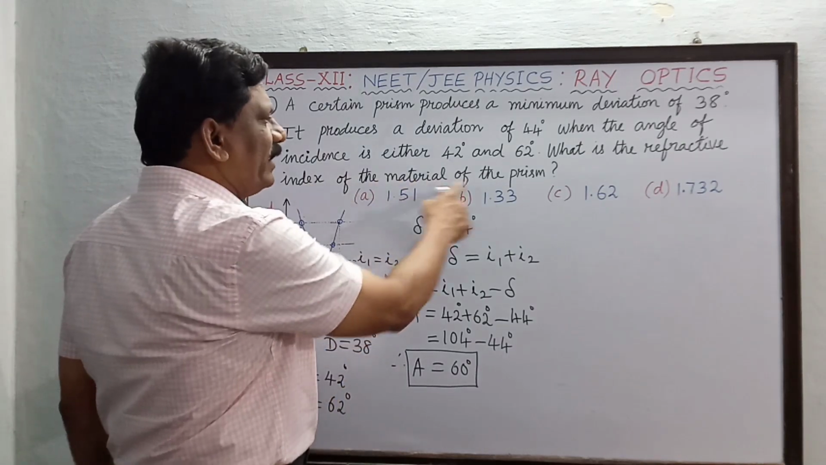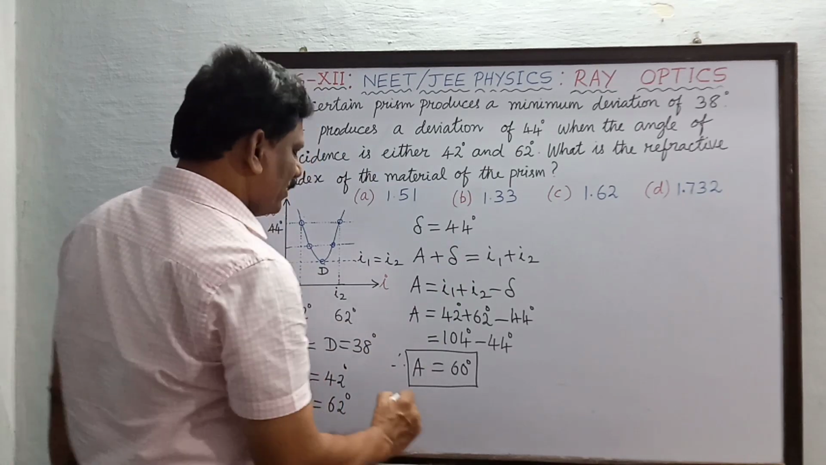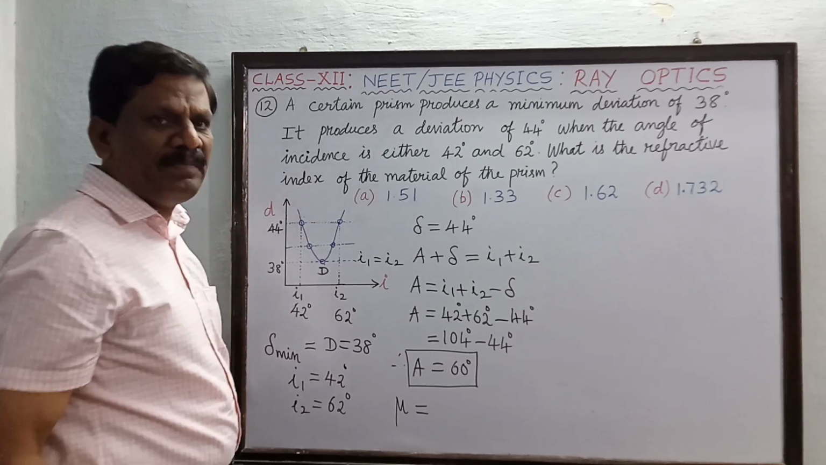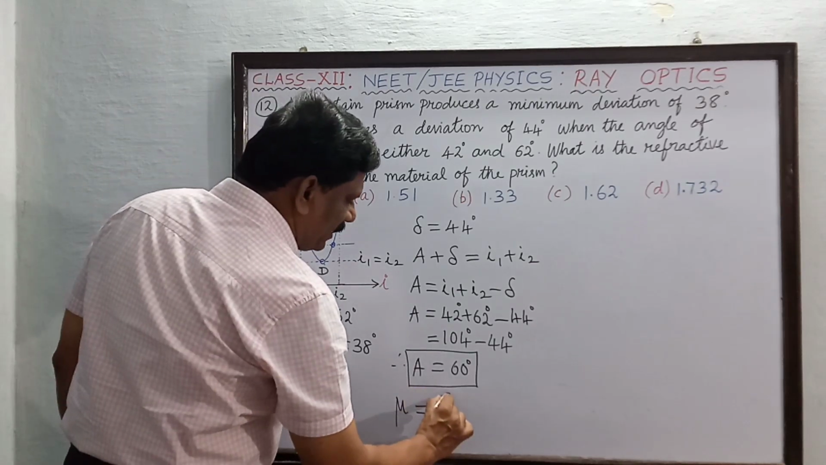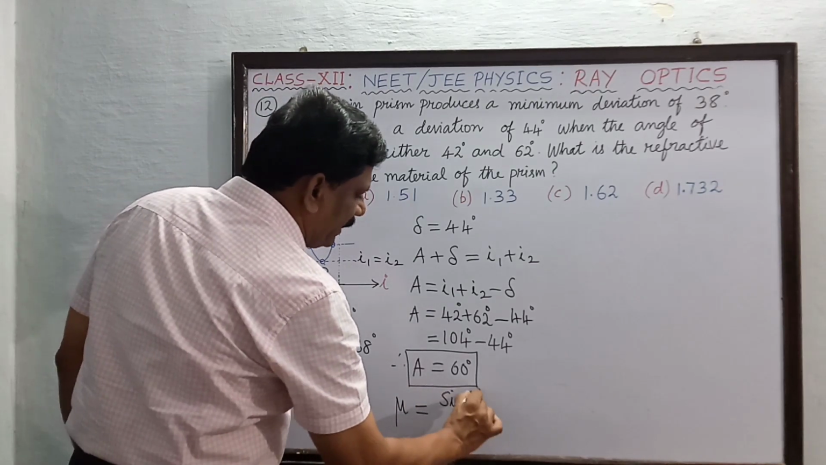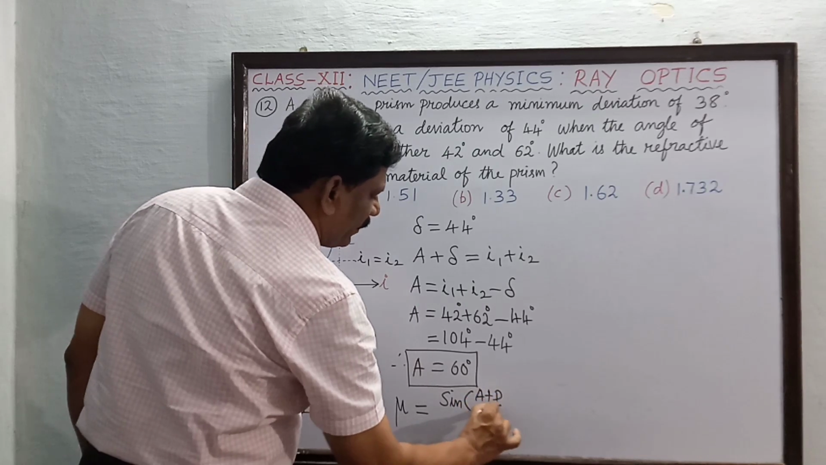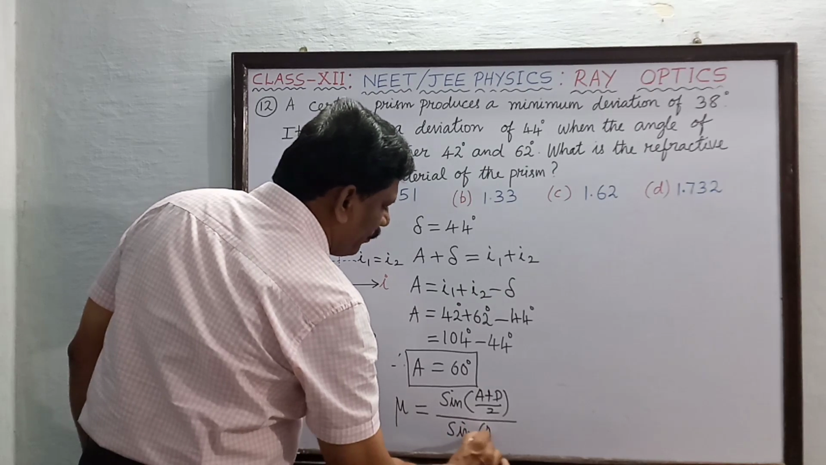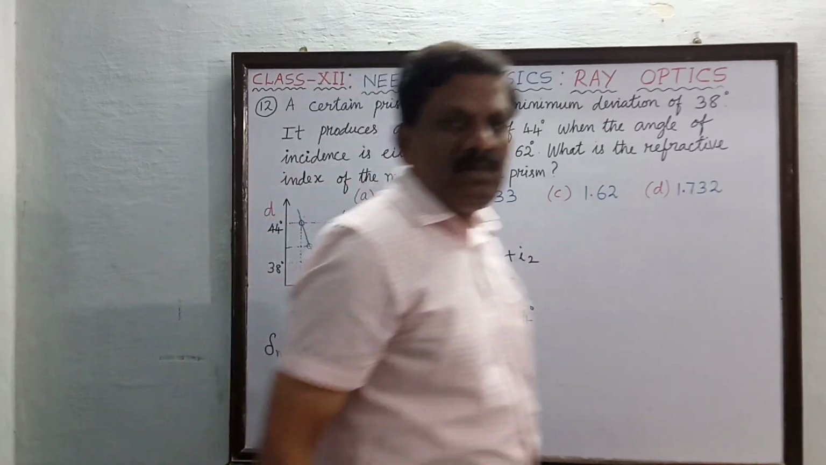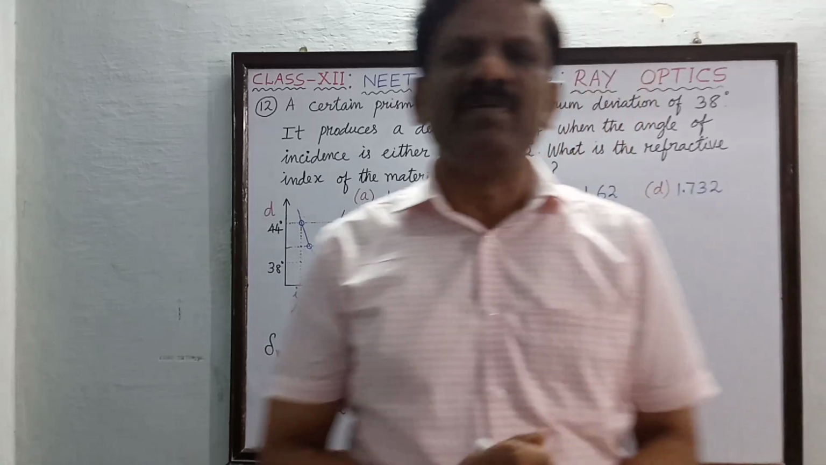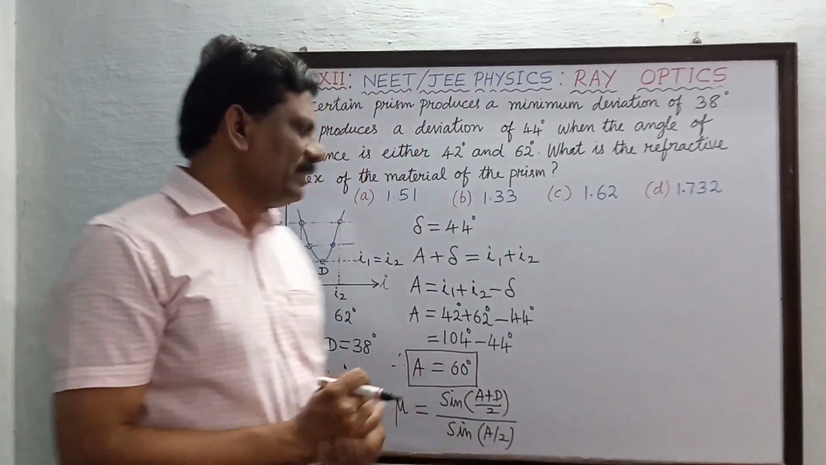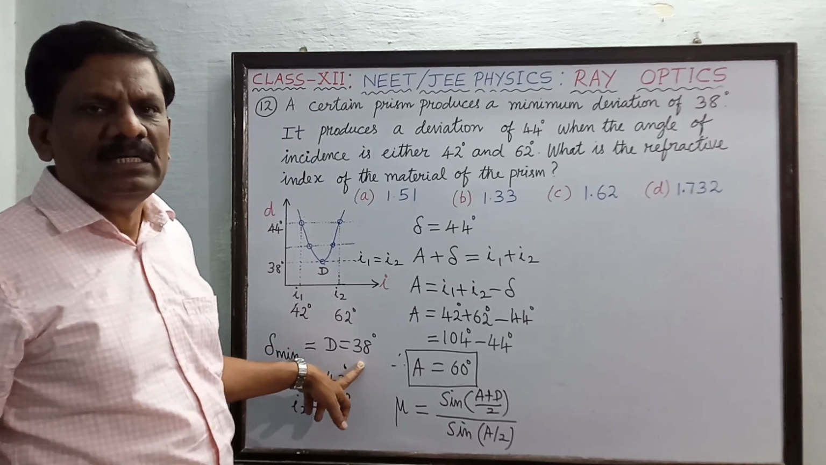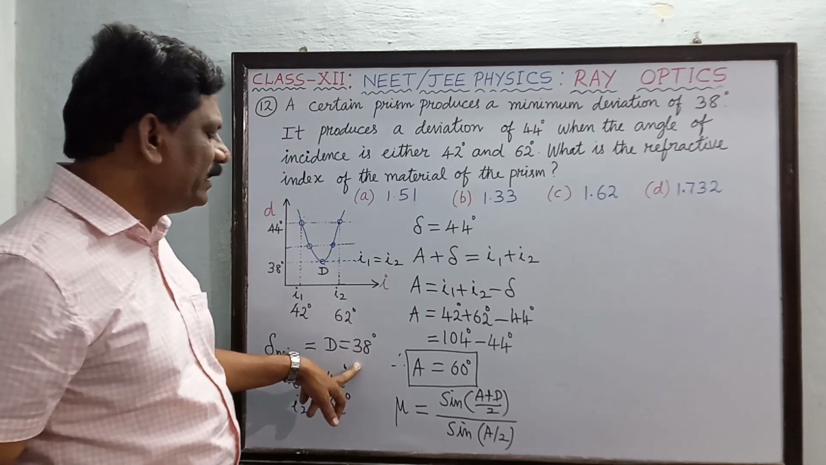The refractive index of the material of the prism is given by the expression: mu is the refractive index of the material of the prism, and that is equal to sine of (A plus D) by 2, whole divided by sine of A by 2. Now we have already determined the value of capital A. The angle of the prism is 60 degrees and the angle of minimum deviation is given as 38 degrees.